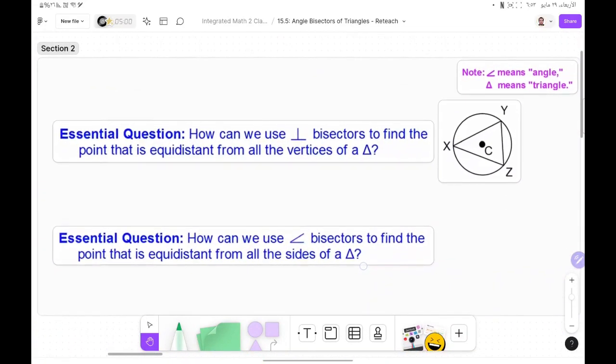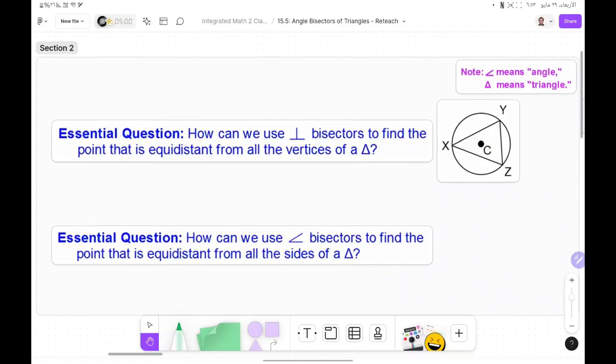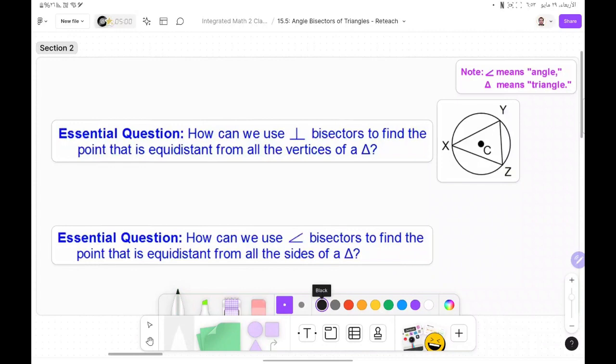Now what is the lesson, the angle bisector theorem? So what is the angle bisector? Before we get to the angle bisector, we need to recall what we learned in 15.4: how we can use the perpendicular bisector to find the point that is equidistant. We learned how to find this point here, the equidistant point, using the perpendicular bisector. If I connect a line from here, this side here is equal to this side here.